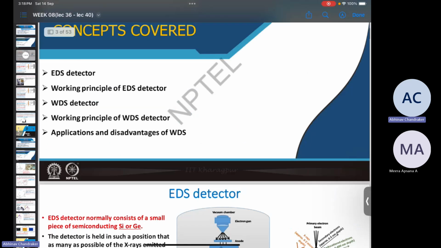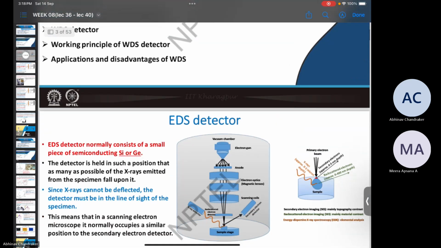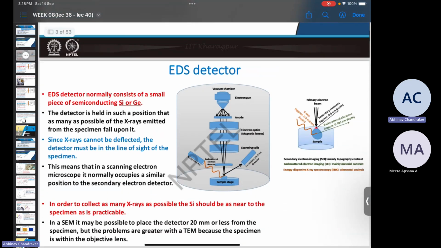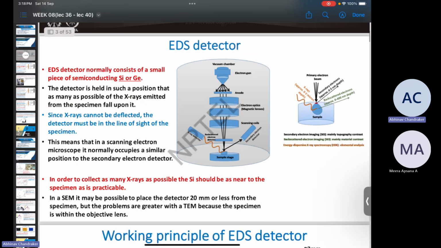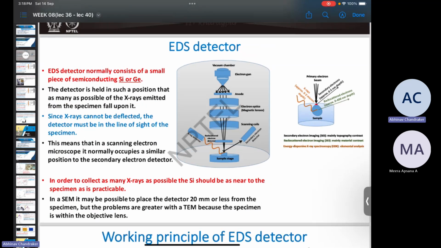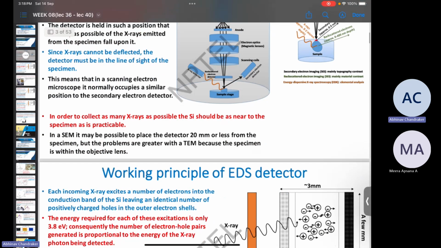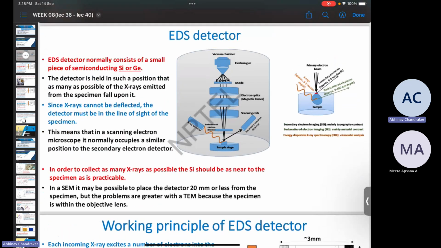So analytical detectors which are utilized in SEM. First, the EDS detector was covered. EDS stands for energy dispersive spectroscopy, and why the name is so, you can understand by looking at the principle that is used to do the detection of elements.